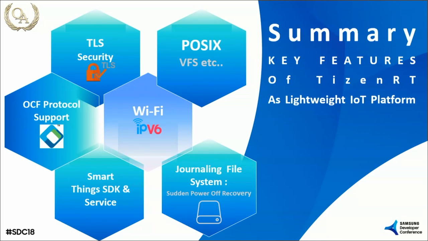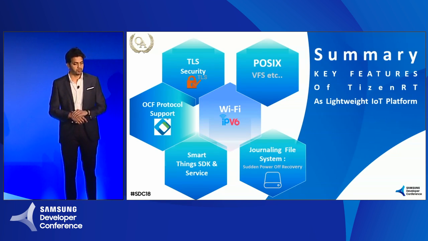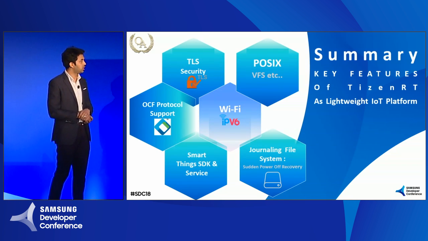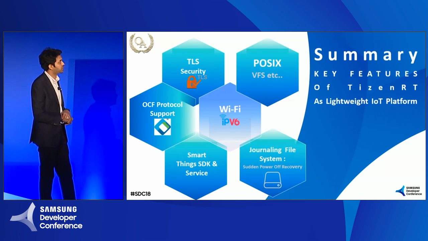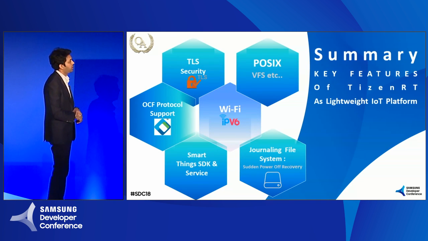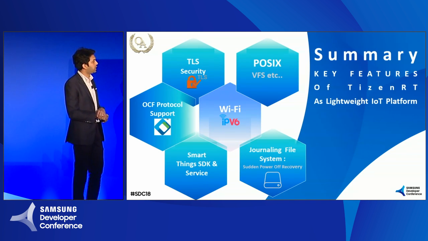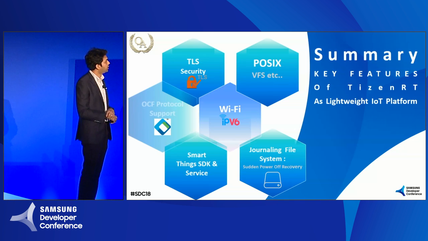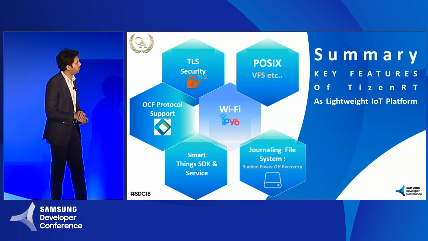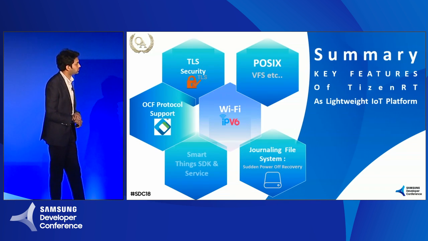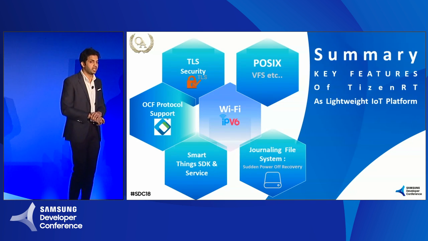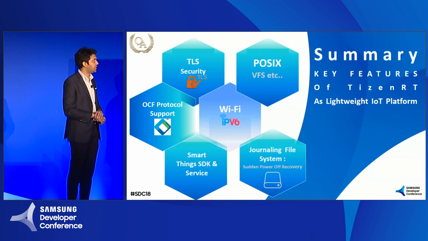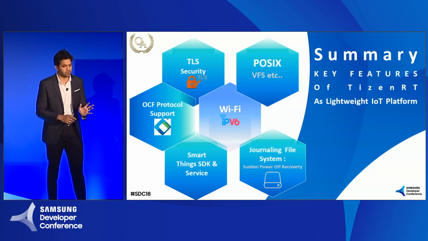So in summary, I think these are the key features which we discussed. I think TLS security is also important. I didn't mention it in the detailed architecture slides for connectivity and network. We have the POSIX and the VFS support. We have Wi-Fi support, the proprietary supplicant, and IPv6 certification. We have the IoTivity protocol, the OCF protocol support, the SmartThings SDK and service support, and the journaling file system. These are some of the key features.